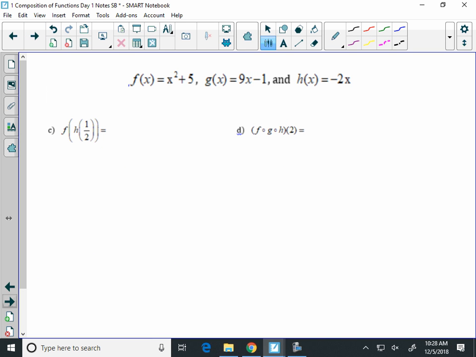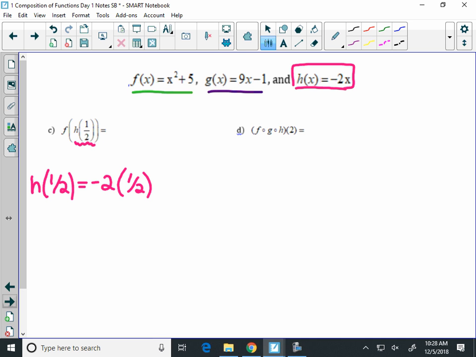Two more problems here, and then we'll do some practice. Same functions. I'll try to color code them the same way. I'm starting with f of h of 1/2. This time, the function on the right is h of 1/2. That is the job you have to do first. You need to calculate the value of h of 1/2. So we're going to put that into the pink function h: negative 2 times 1/2. Well, negative 2 times 1/2 is negative 1. So you're done with that part.